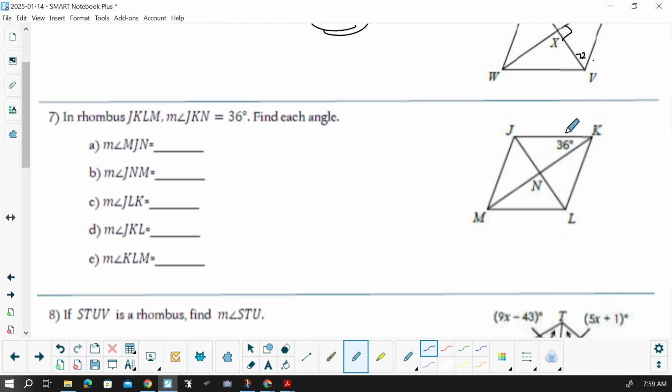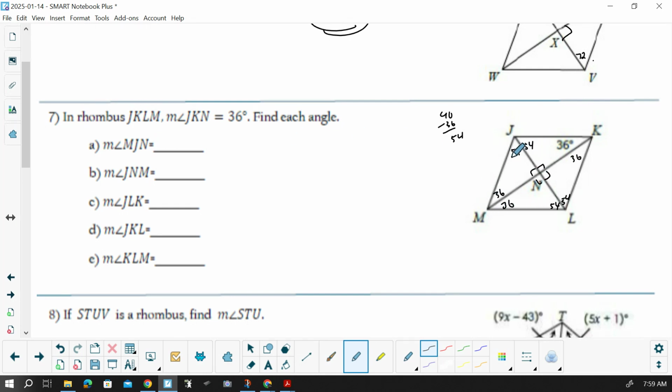All right, next one. JKN is 36. Find each angle. Well, 36 and 36 and 36 and 36 and 90's in the middle. And what we just did in the last two questions, I could go 90 minus 36 to find these other ones. 90 minus 36, let's see, 54. So that means all these are 54s. 54 and 54. See how quickly you can find all those missing angles. Then just look at the question.